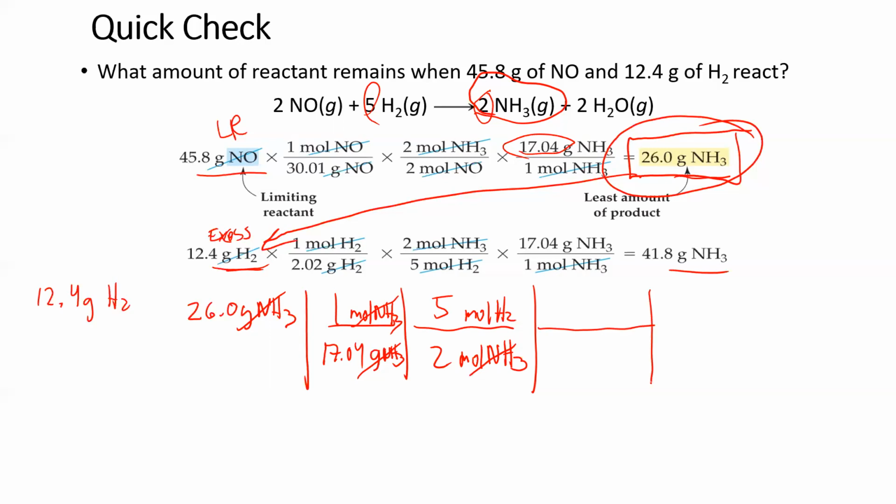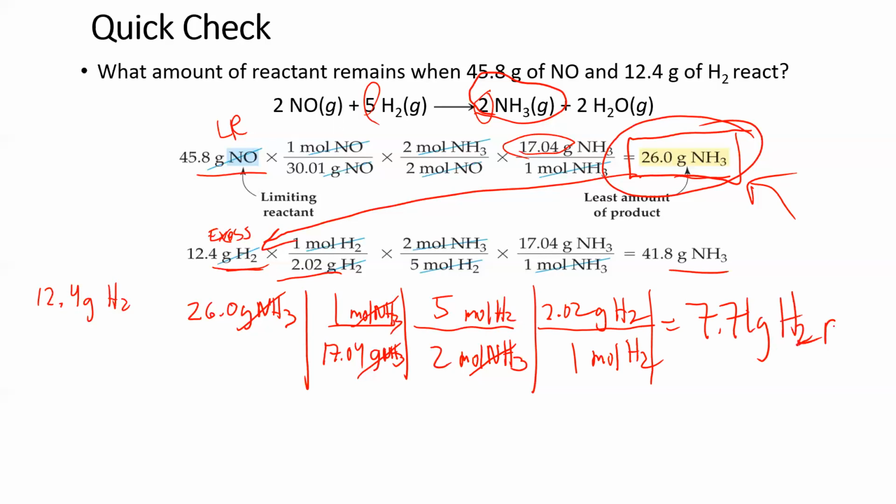And the last step is I want to know how many grams of hydrogen reacted to produce this theoretical yield. So I go from moles of hydrogen to grams of hydrogen. And how do I do that? Again, molar mass, 1 mole of hydrogen, and I even have that in the prior problem, 2.02 grams. And I end up getting a value of 7.71 grams of hydrogen react to produce that theoretical yield.